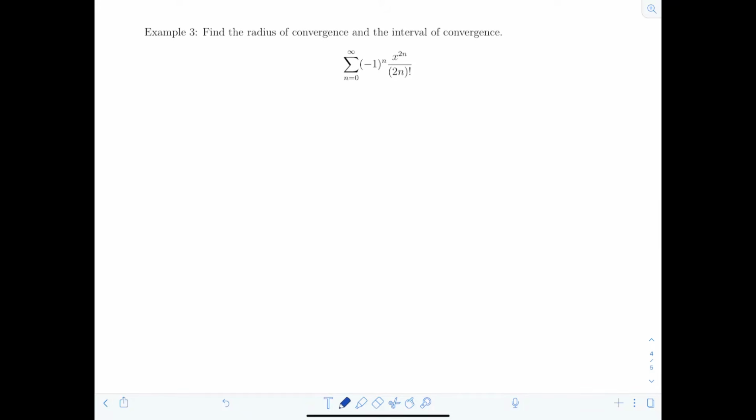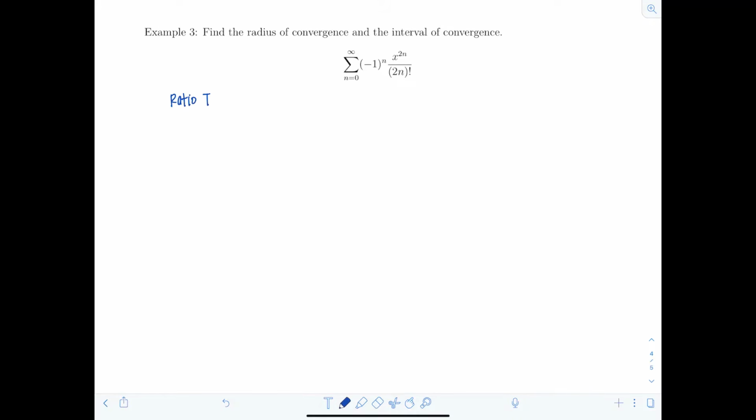Example 3, find the radius of convergence and the interval of convergence. So we have the sum n equals 0 to infinity, (-1)^n times x to the 2n over 2n factorial. So which test do you think we should use? There's something that's giving me a clue. Yes, it's the factorial, so we want to use the ratio test.